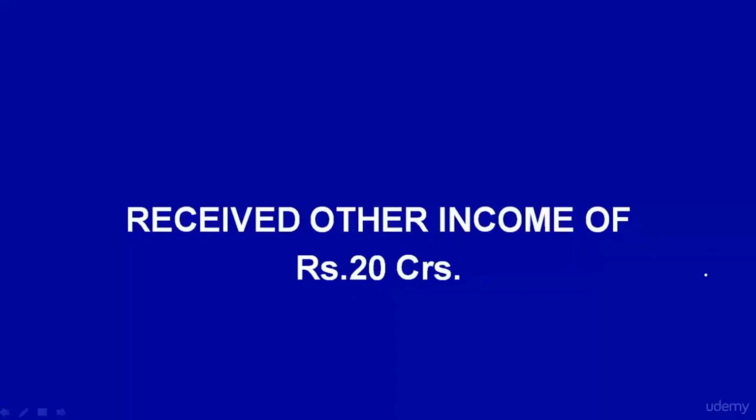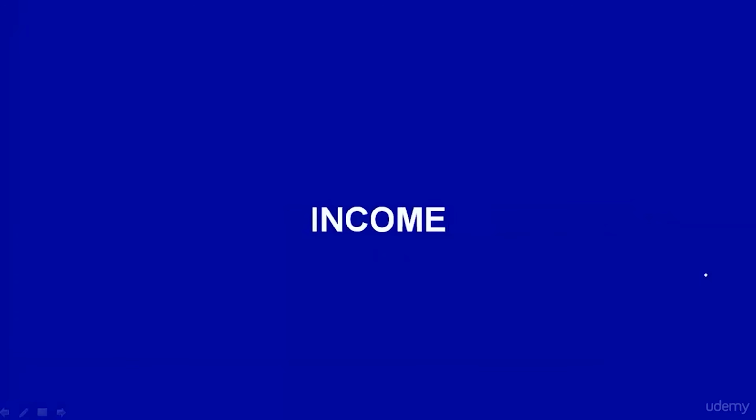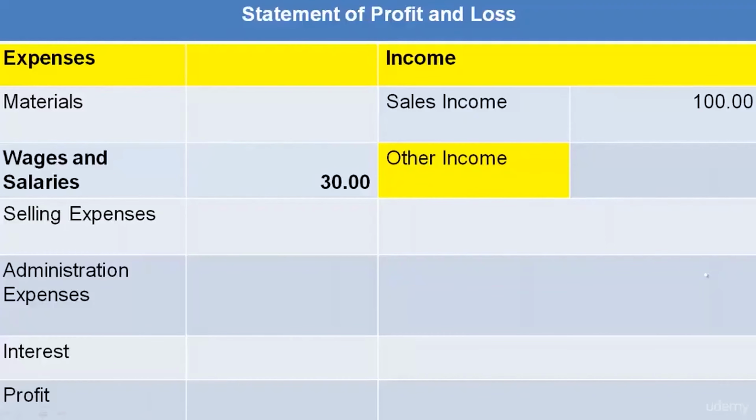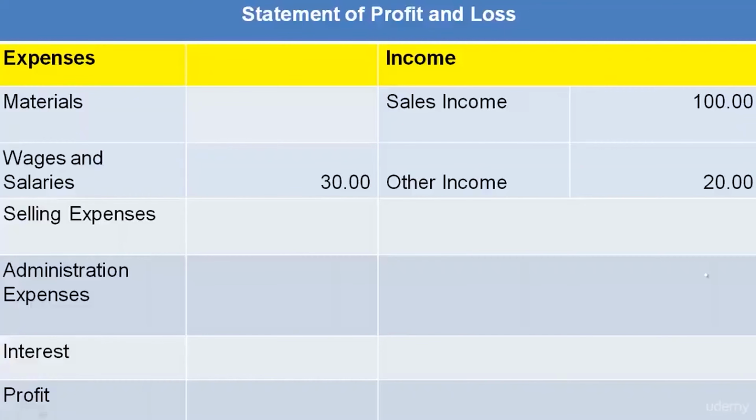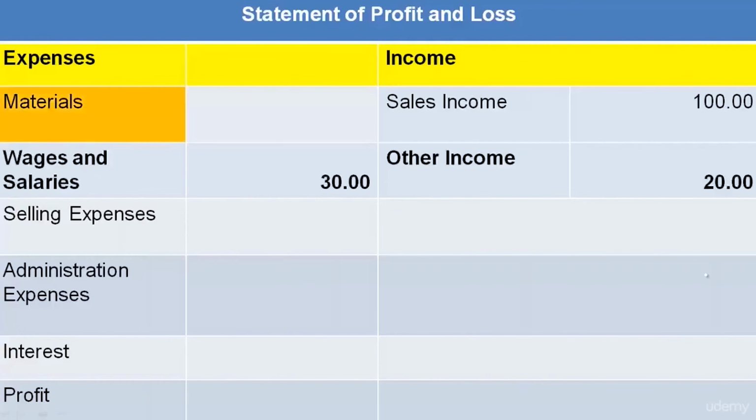Received other income of rupees 20 crores. So receiving income, the name itself says it's an income, so it should appear as income on the credit side, or on the right side say other income rupees 20 crore. Rupees 50 crores paid for material purchases for production. So you have purchased materials, and is it an expense or an income? Purchasing is an expense, so it should appear on the expense side, materials rupees 50.